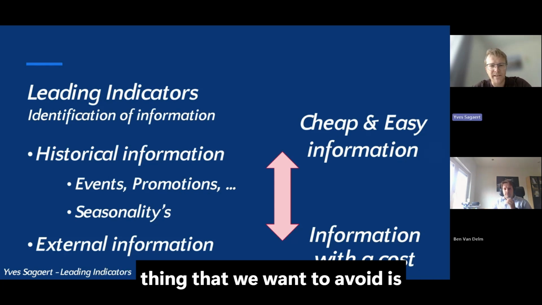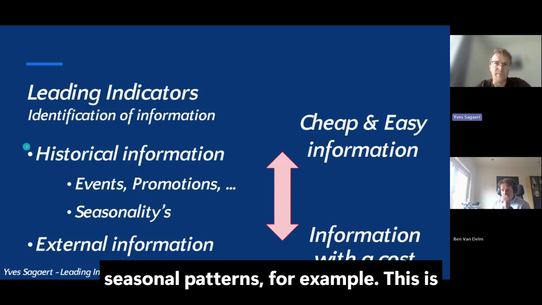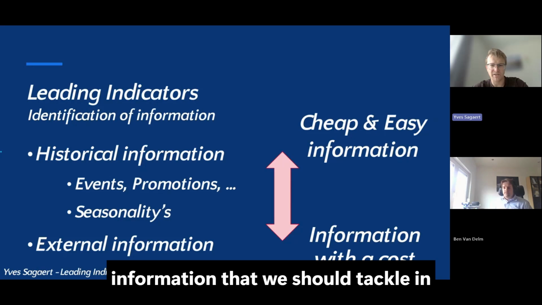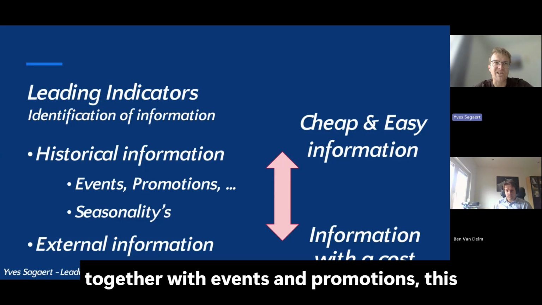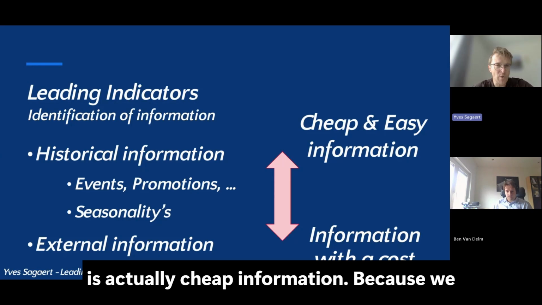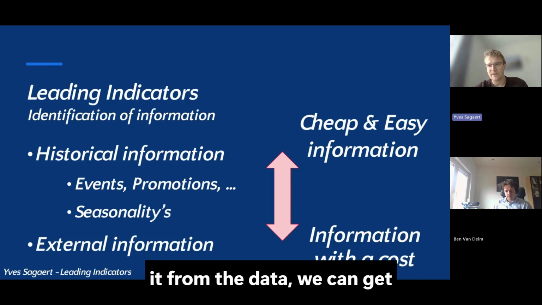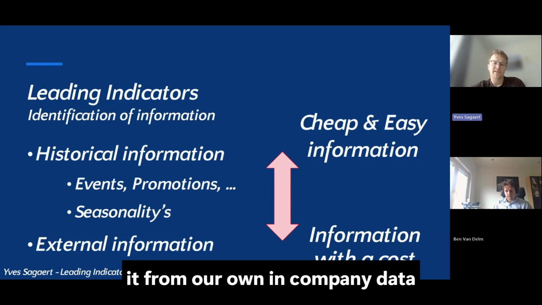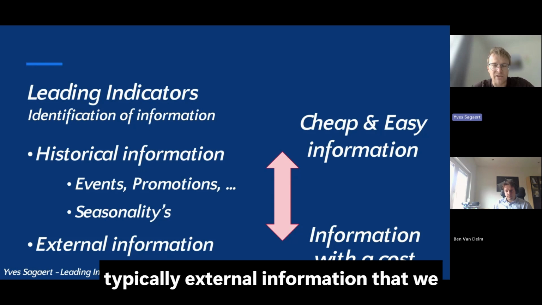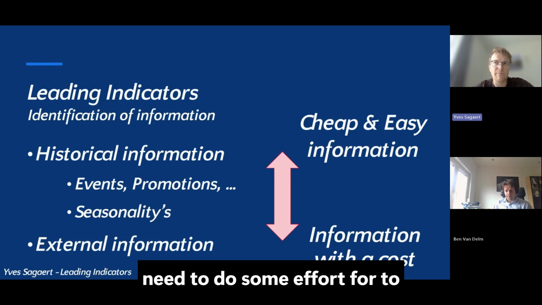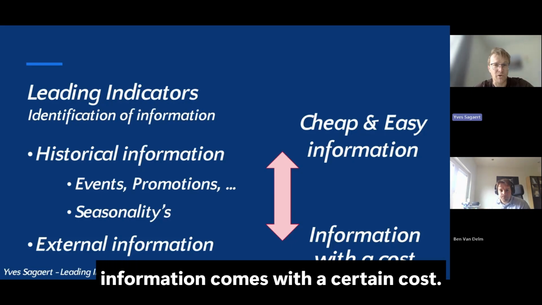One thing that we want to avoid is that we overfit on seasonal patterns, for example. This is information that we should tackle in advance or separate altogether. Together with events and promotions, this is actually cheap information because we know it is happening. We can get it from the data. We can get it from our own in-company data warehouse, in contrast to the external information. The leading indicators are typically external information that we need to make some effort to obtain. So the information comes with a certain cost.